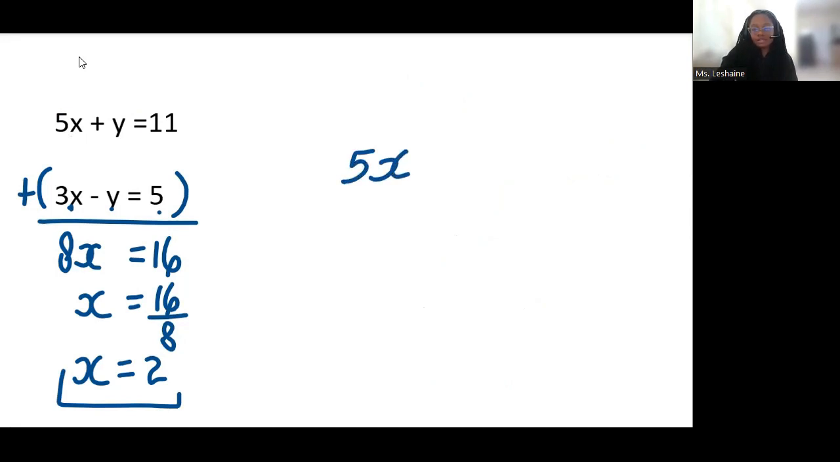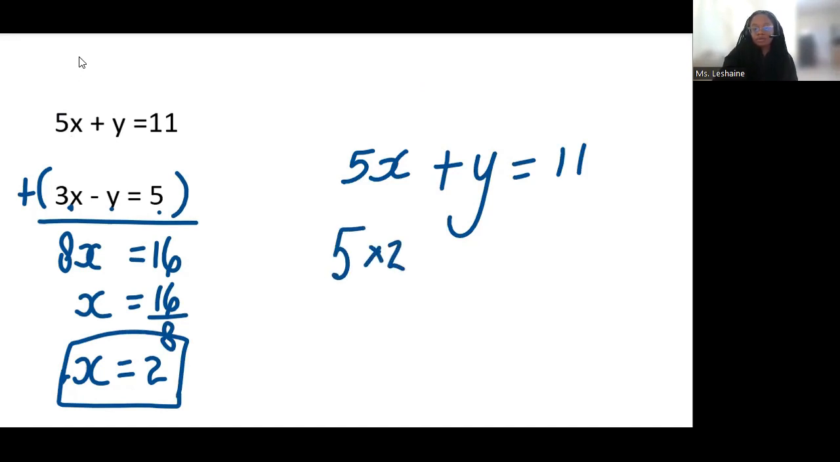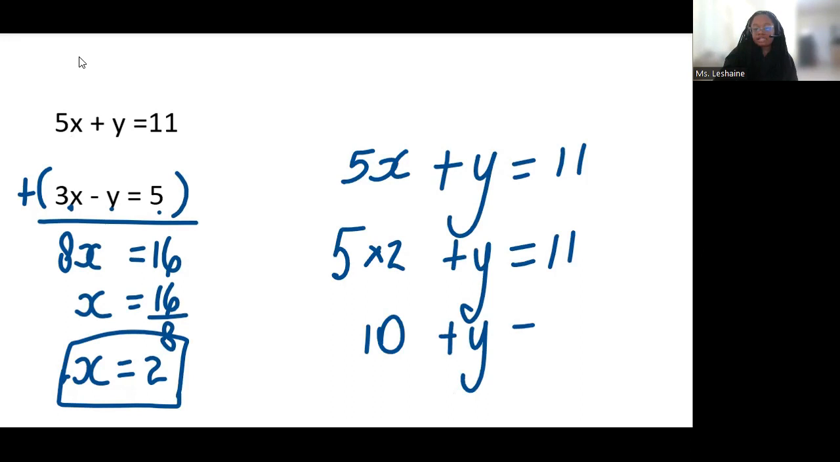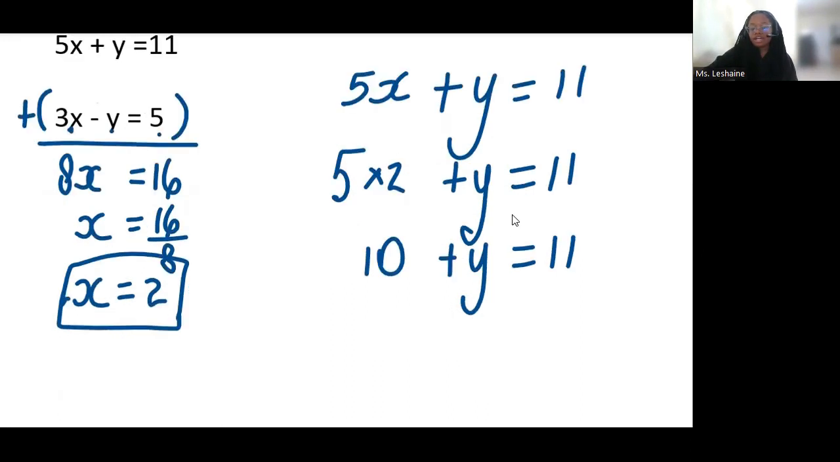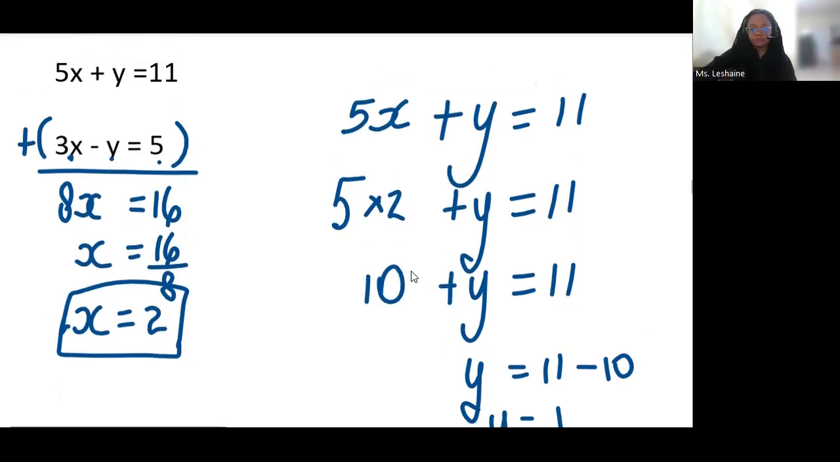So 5x plus y gives me 11. Now, what is x again? x is 2. So 5 times 2 plus y gives me 11. 10 plus y is equal to 11. And here we have another linear equation. If you're not too sure how to solve them, please check the video out. So y would be equal to 11 minus 10, and thus y is 1. So for this problem, x is 2 and y is 1.